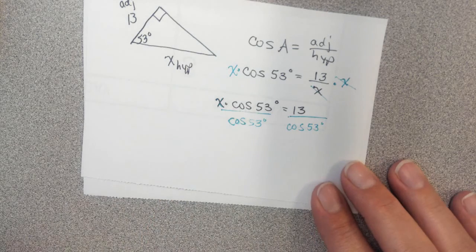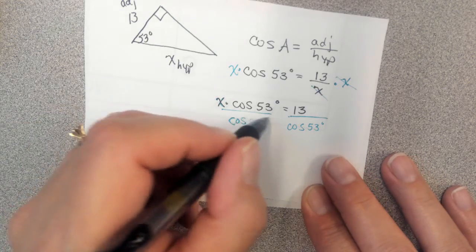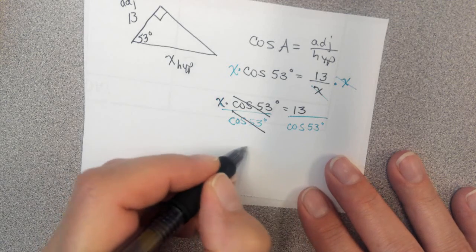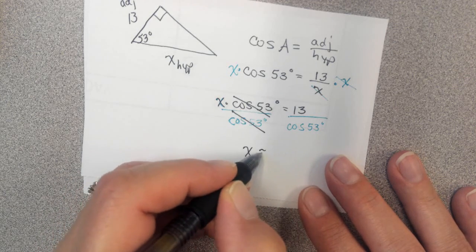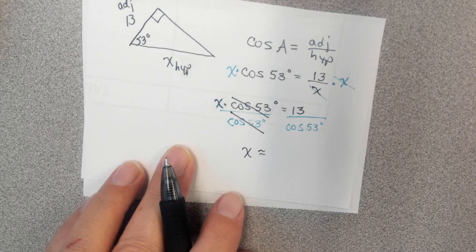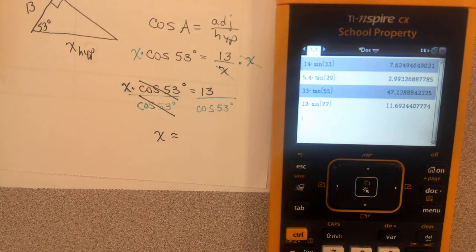Okay, so divide both sides by cosine 53 degrees, and the cosine 53s will divide out. They'll cancel. On the left-hand side, leave just an x, and then the other side is 13 divided by cosine 53 degrees. The calculator will do that. It's just division instead of multiplication. So grab your calculators. Let's do that division. If you want it to look really pretty like it does on paper, you could do a control divide first and get a fraction template on your screen. You don't have to do that, but it just looks nicer.